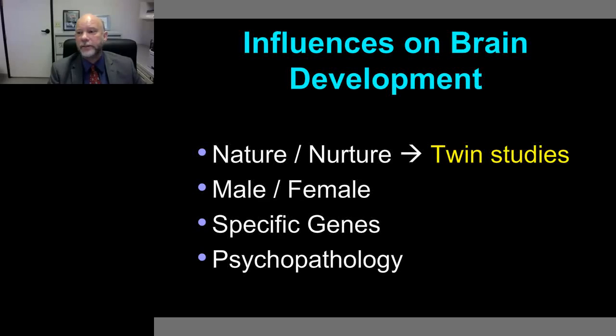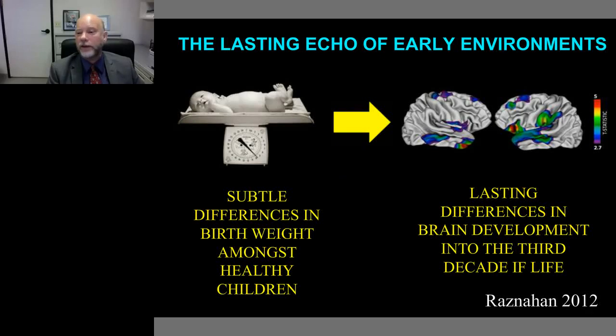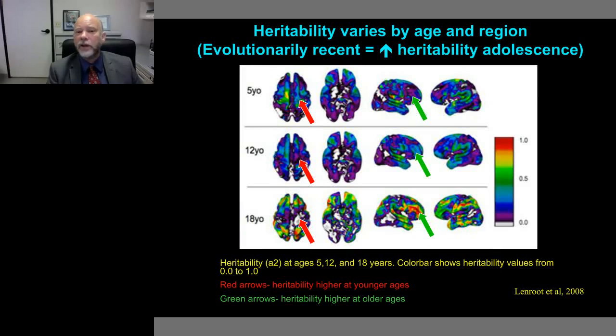So, just about out of time, but a few things about the influences. We are looking at twins, the nature-nurture type of questions, of what parts of the brain are related to genes and environment at different times. One of the findings that surprises a bit is that there's this lasting echo of early environments, where even amongst totally healthy twins, we can tell 30 years later which twin was heavier than the other twin. But the most fundamental thing we found was that it's a moving target.